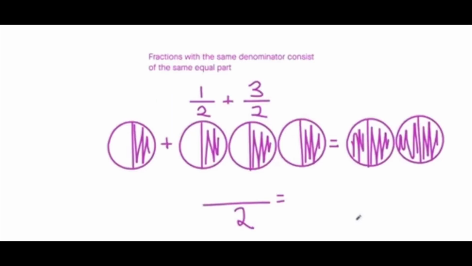So fractions with the same denominator consist of the same equal part. So here we have 1/2 plus 3/2. Since both the denominators are 2, we know that both consist of 1/2 parts. Here's its visual representation. Here we have 1/2 shaded in, which represents this. Here we have 3/2 shaded in, which represents this. And in total, we have 4/2, which can be simplified to 2.